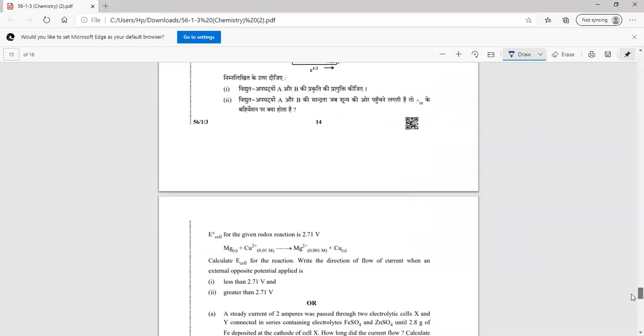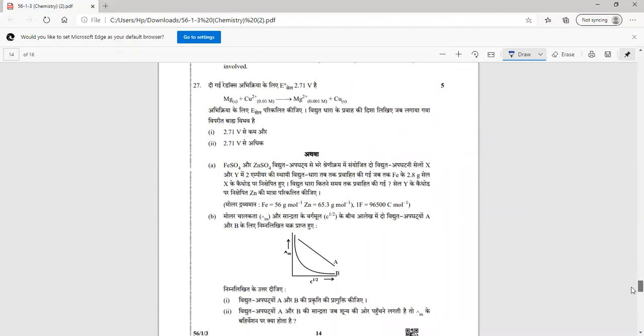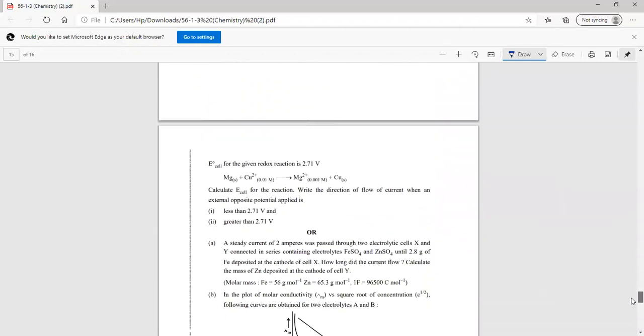So this is question number 27 and the last question of the question paper. We will go for the English version. Okay. All right. So the standard electrode potential for the redox reaction is given here like this. We have to find out the E cell of the reaction, and write the direction of the flow of current when an external opposing potential is applied.